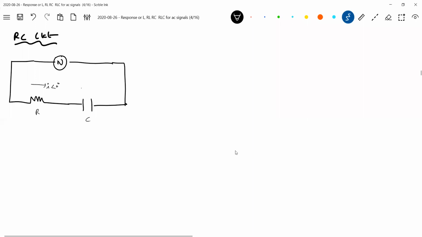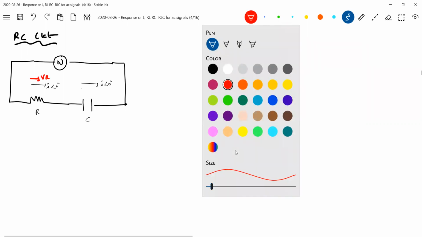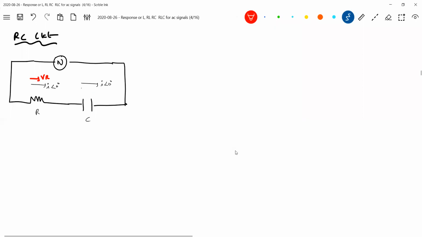The same current. I'm writing 0, angle 0, that one, phase angle. Across the resistor, both are in phase. The applied voltage is Vm sine omega t minus phi.